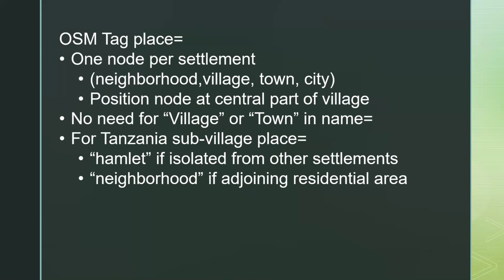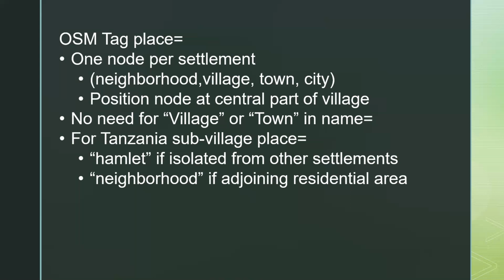And for sub-villages, even though this is an official designation in Tanzania, there is no OSM tag for sub-village, so the place would be place equals hamlet, and that would be if it was an isolated area away from other settlement. So you have this distinct group of homes and farms and buildings that's isolated. But if you have a sub-village that's a part of a larger residential area that's adjoining, then you would call it a neighborhood and just have the tag place equals neighborhood.